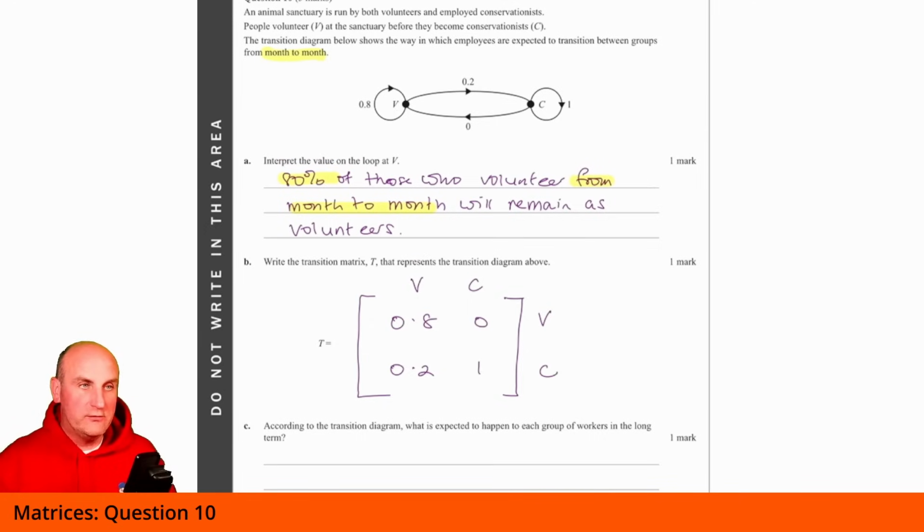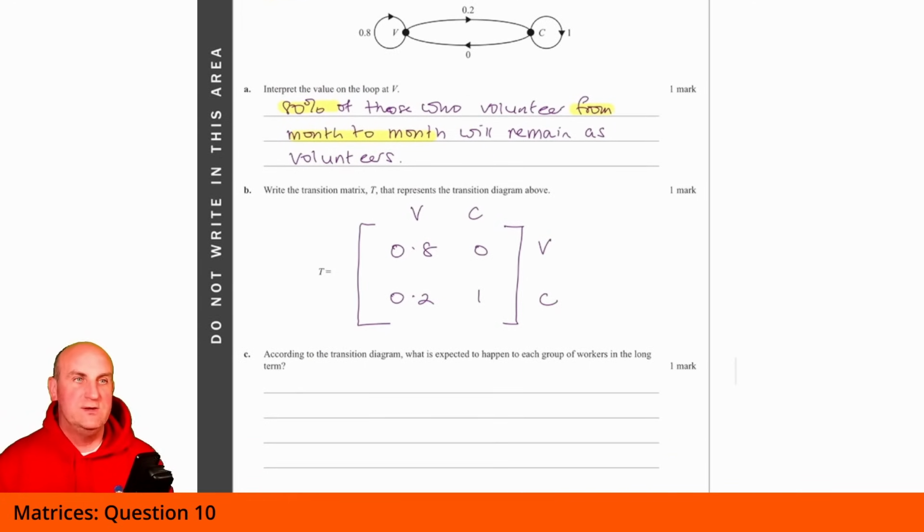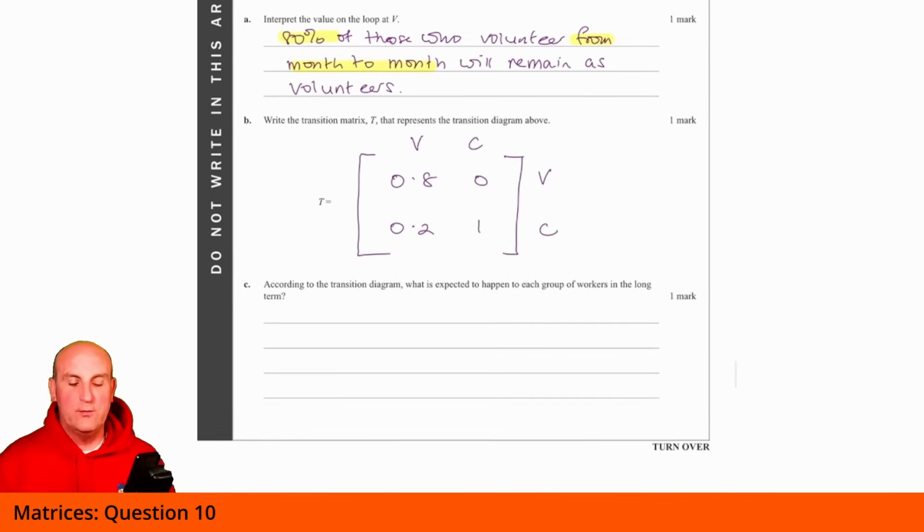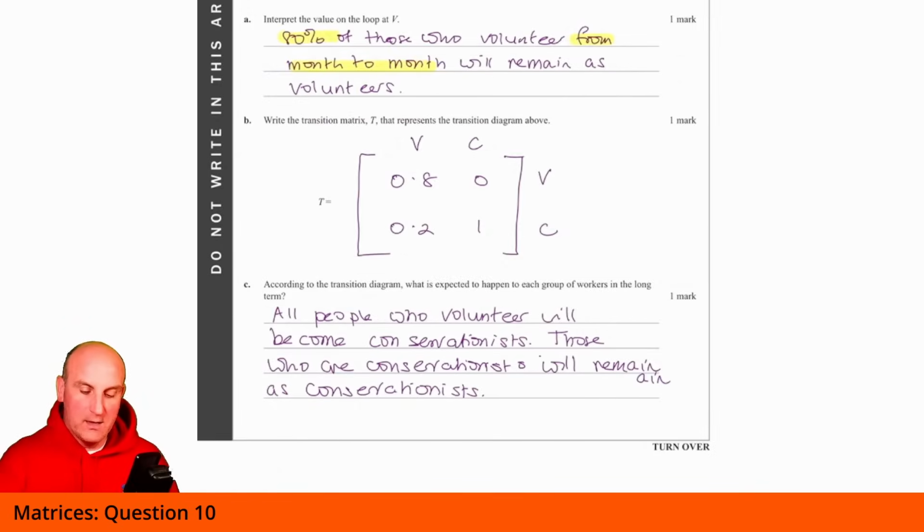And according to the transition diagram, what is expected to happen to each group of workers in the long term? Again, they want you to write a sentence for this. And this is pretty much what I think would come up out of it. All people who volunteer will become conservationists, and those who are conservationists will remain as conservationists. I want to tell people, well, I know what's going to happen. My volunteers are going to become conservationists. Eventually, all of them will, and those who are conservationists will remain as conservationists, right? Again, 1 mark, making sure that you tell the examiner as much as you possibly can.